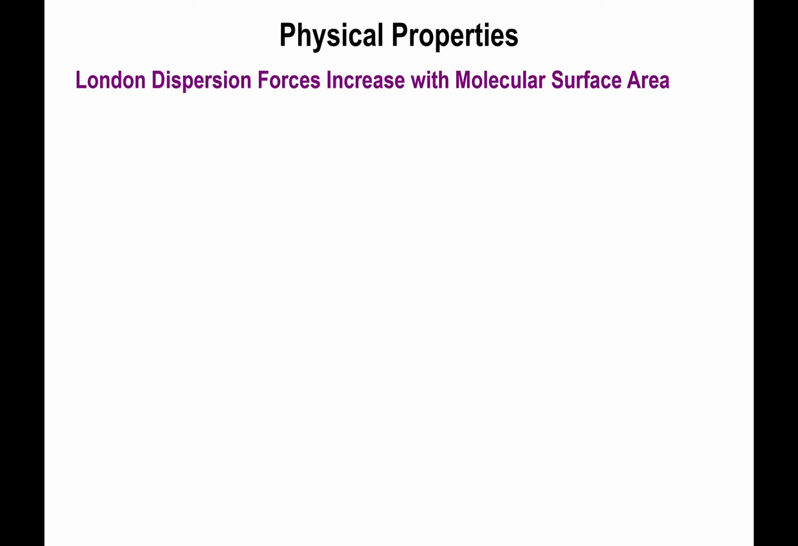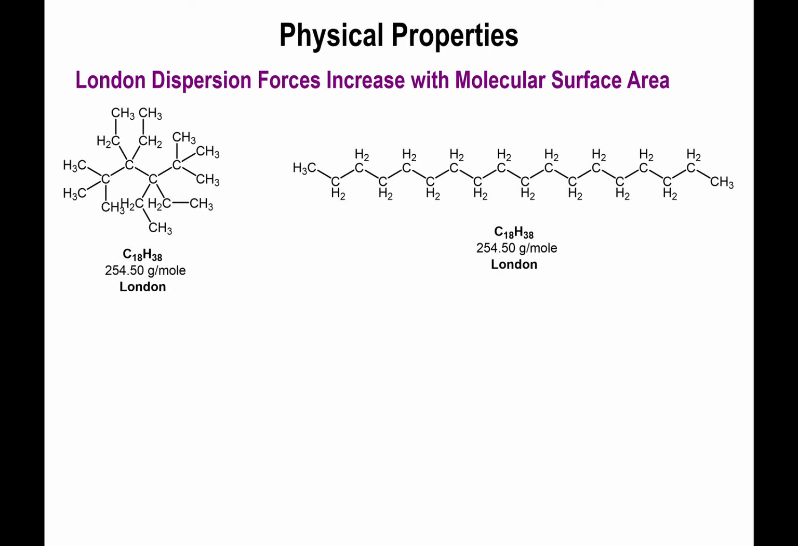The other thing too that needs to be considered is the surface area of the molecule. It turns out that the more surface area a molecule has, and by this I mean the molecular surface area, the shape of the molecule, the more London dispersion forces it will have. So let me show you an example of this. We have once again hydrocarbon molecules, carbon-carbon, carbon-hydrogen bonds. Only London dispersion forces are present in these molecules.